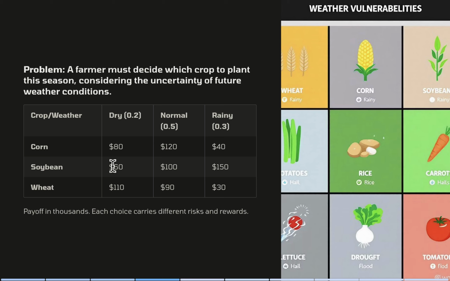And here we have expected payoffs, which is profits in thousands of dollars. If a farmer chooses corn and it's a dry season, then expected payoff will be $80,000. If it turns out to be a rainy season, then expected payoff for corn would be $40,000. The objective is to make a choice out of these 3 alternatives using this information, which is uncertainty in the top row and expected payoffs.